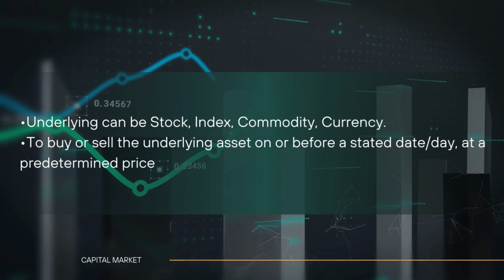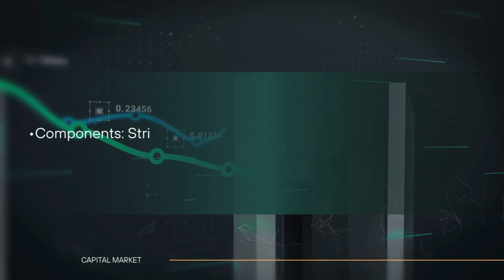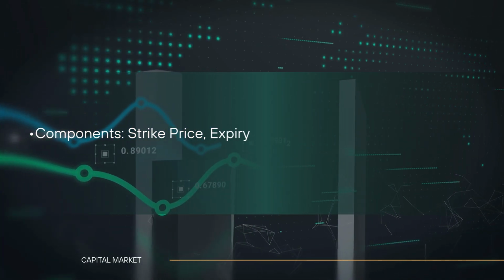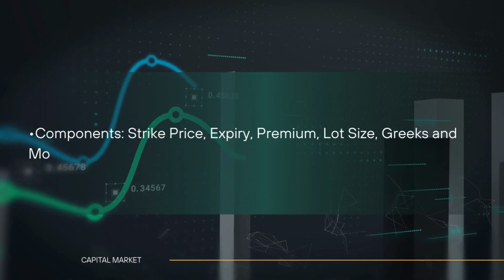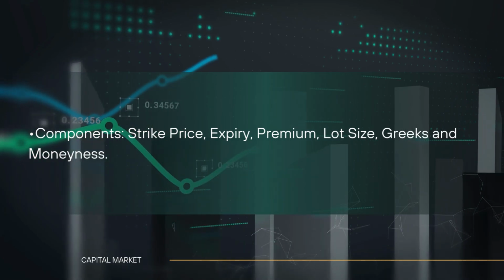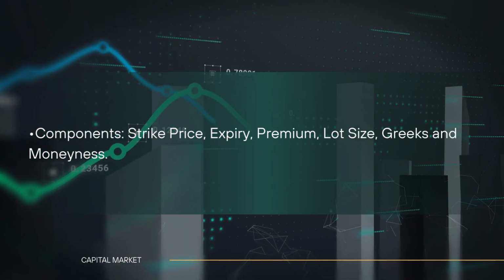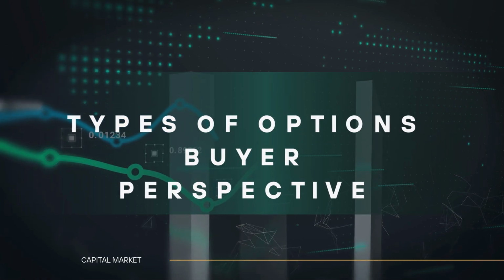They are also traded in lot size. When we study options, we focus on key components like the strike price, expiry, premium, lot size, option Greeks, and the concept of moneyness. In simple terms, options allow us to design trades where we can define our risk and structure our reward. And the next heading is types of options from the buyer's perspective.